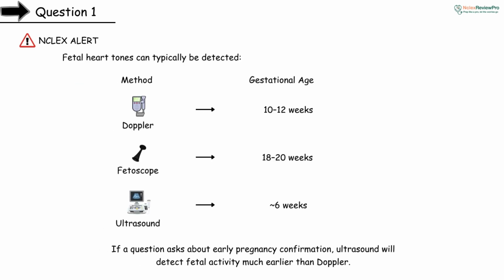When you see early pregnancy questions, always think about timing. Doppler detects fetal heart tones at about 10 to 12 weeks. Fetoscope is later, around 18 to 20 weeks. Ultrasound can detect cardiac activity much earlier, around 6 weeks. So if the question is about early confirmation, ultrasound is your best answer, not Doppler.